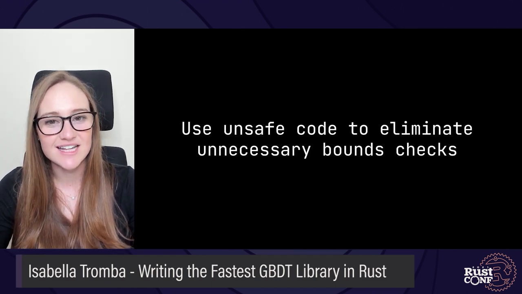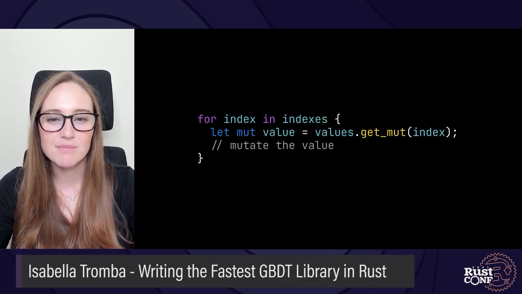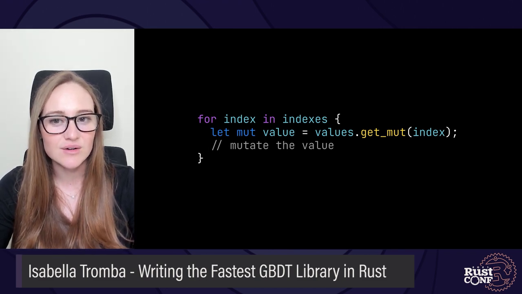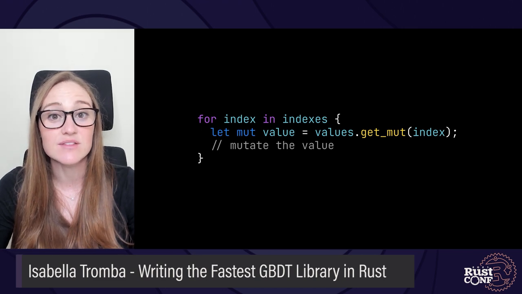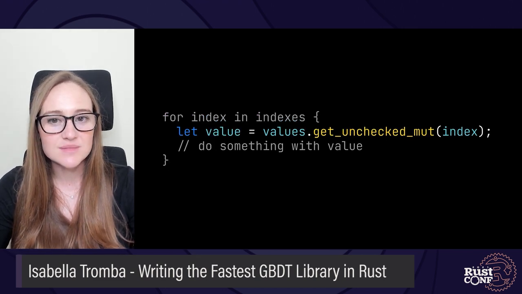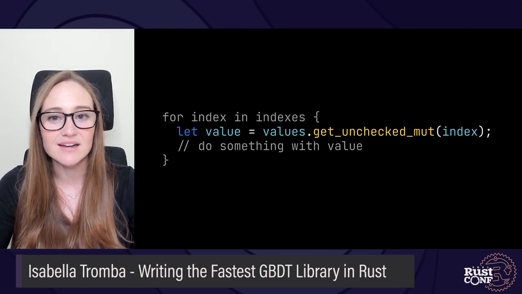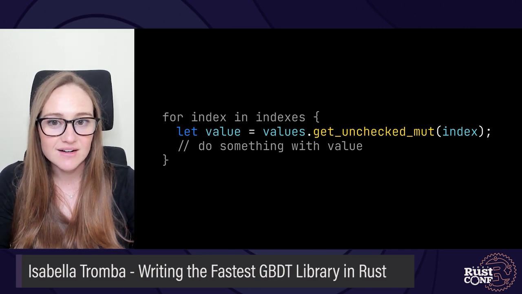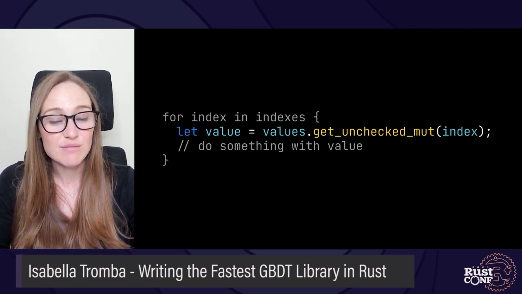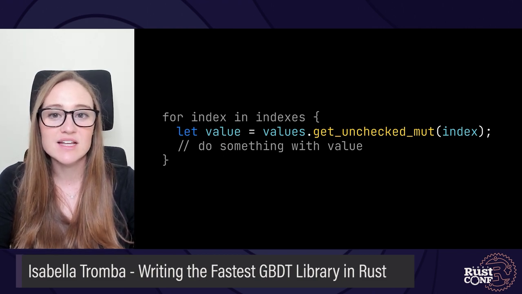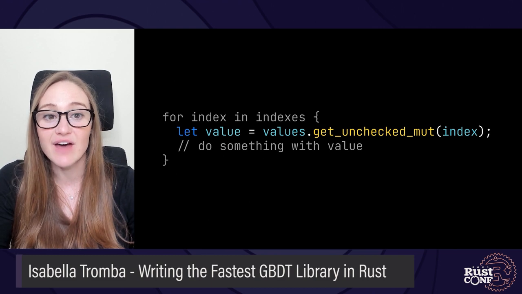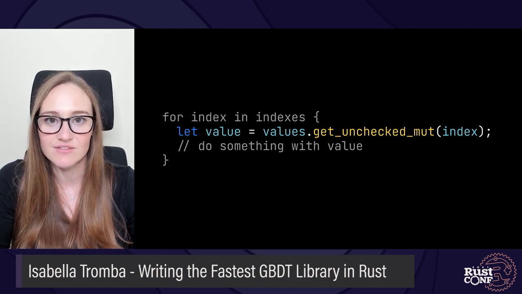Next, we used a touch of unsafe to remove some unnecessary bounds checks. Most of the time, the compiler can eliminate bounds checks when looping over values in an array. However, in this code, it has to check that index is within the bounds of the values array. But as we said in the beginning, the indexes array is just a permutation of the values 0 to n, which means the bounds checks are unnecessary. We can fix this by replacing get_mut with get_unchecked_mut. We have to use unsafe code here because Rust provides no way to communicate to the compiler that the values in the indexes array are always in bounds of the values array.